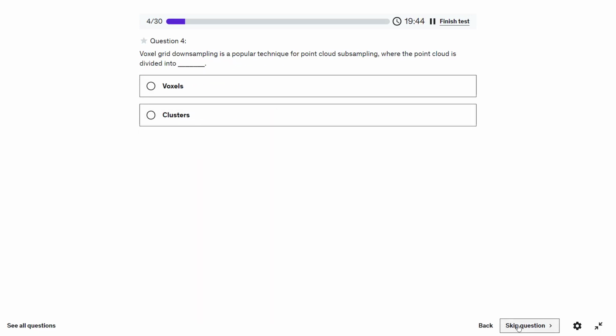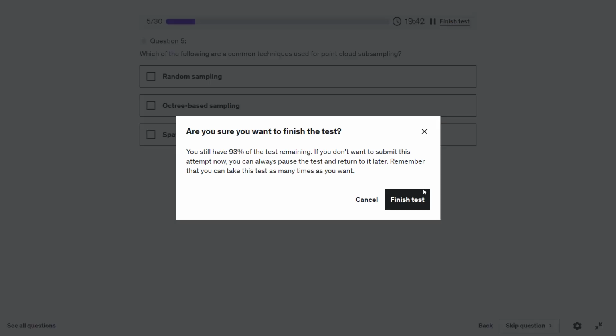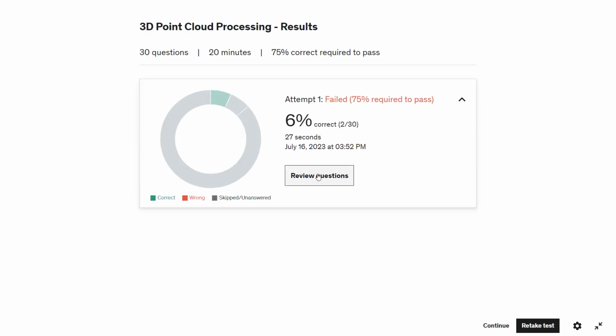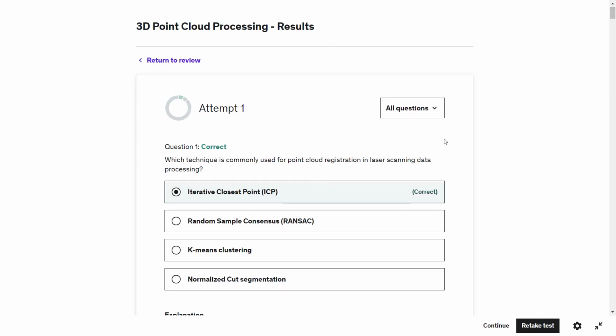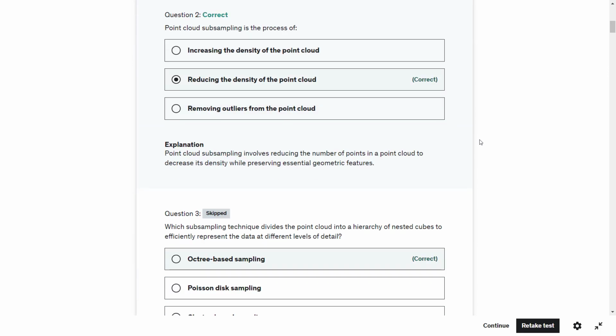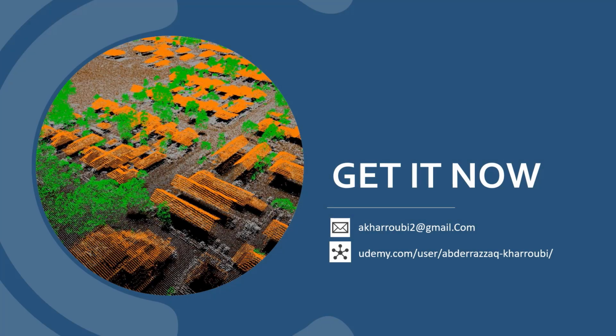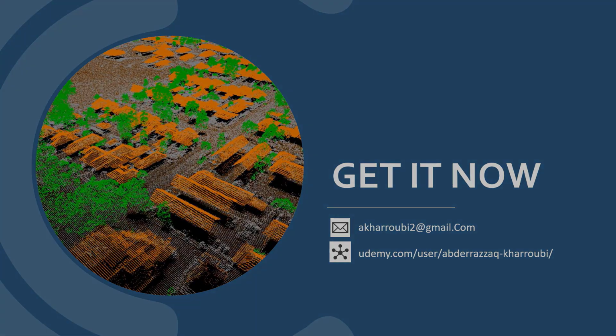If you have a passion for LiDAR, point clouds, and a thirst for knowledge, this quiz challenge is a perfect fit for you. Regardless of your experience level, our quizzes offer valuable insights for everyone in the field. Join us in this educational journey today and unlock the full potential of LiDAR and point clouds.